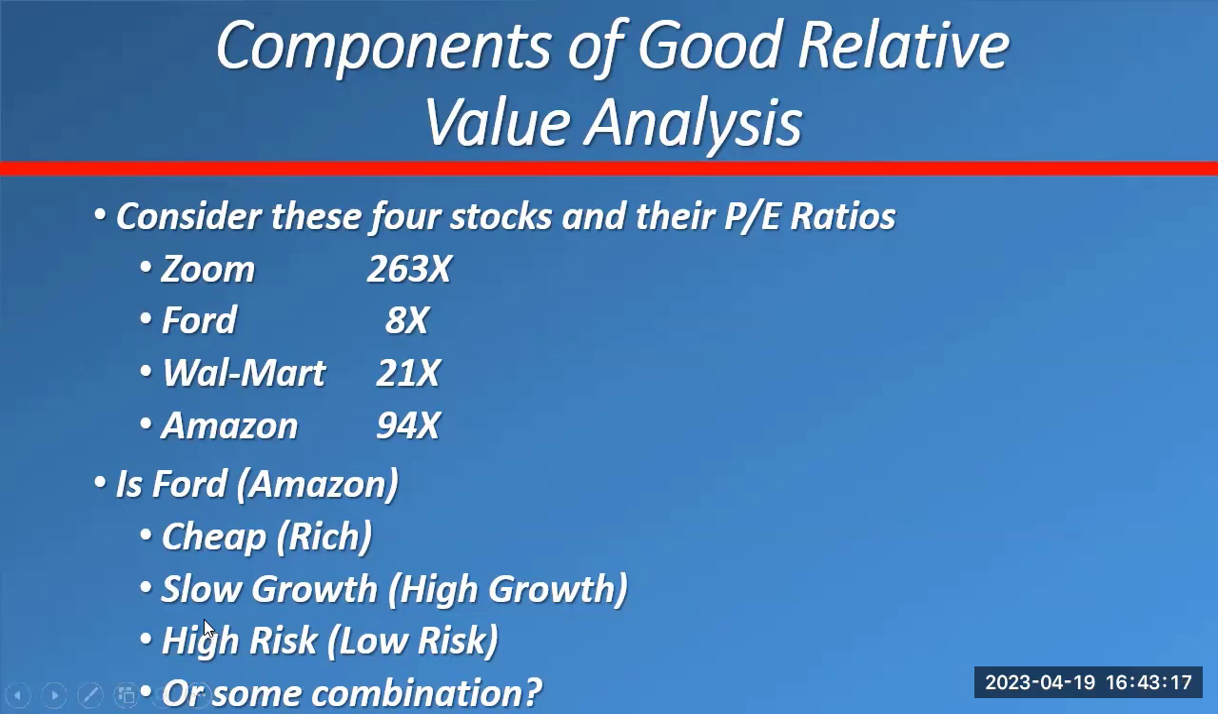So Ford's in a pretty tough place because you've got Tesla and then you have some Chinese companies that are doing some pretty good things with EVs. Who knows? Are they high risk? Absolutely. Extremely high debt firm, very risky, high beta industry. But are they cheap or rich? That's the part you have to figure out.